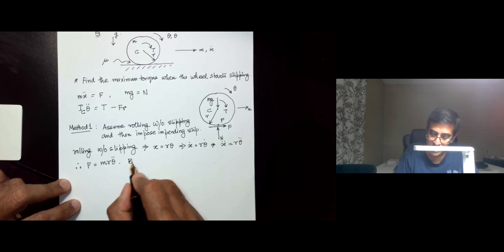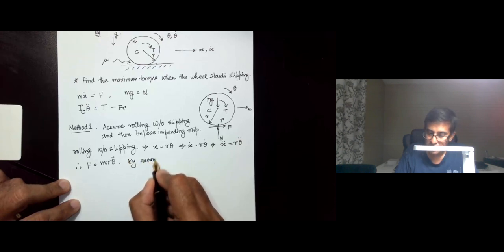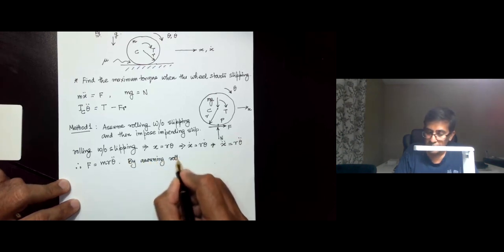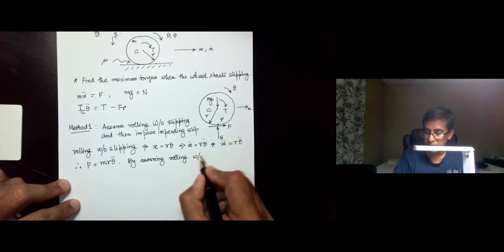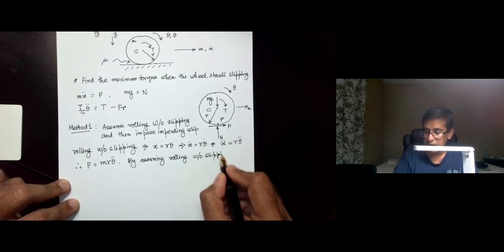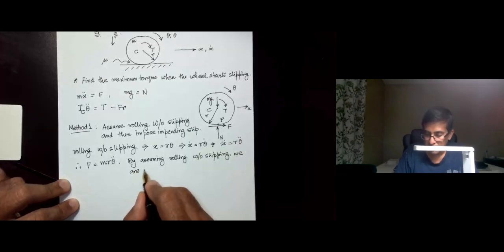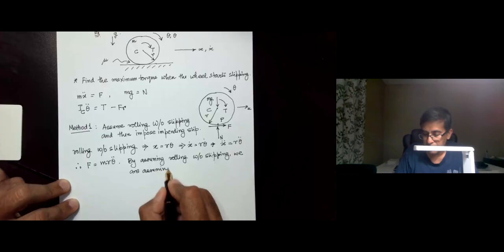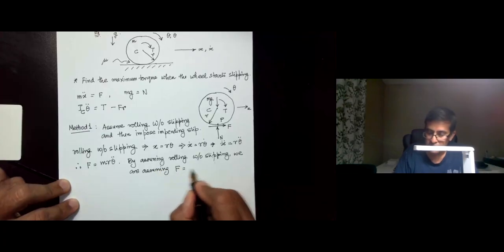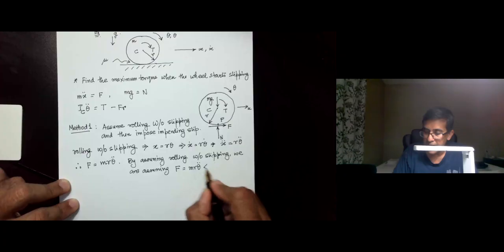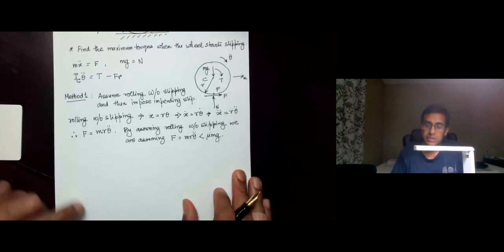So by assuming rolling without slipping, we are assuming F equals m r theta double dot to be less than mu m g. Okay, mu m g is the limiting friction force at which slipping occurs. Beyond that, the friction force cannot increase anymore.